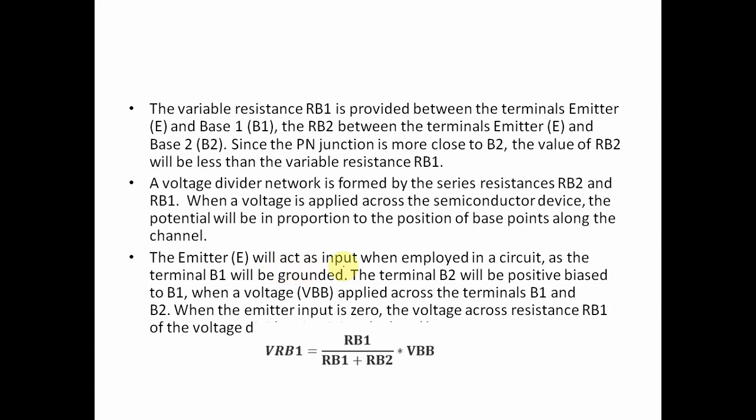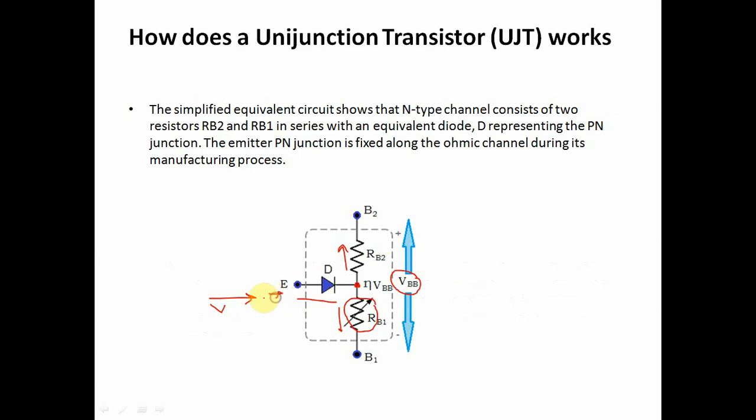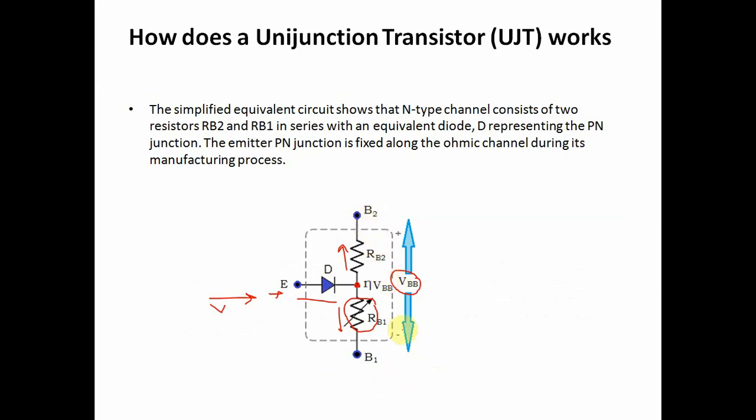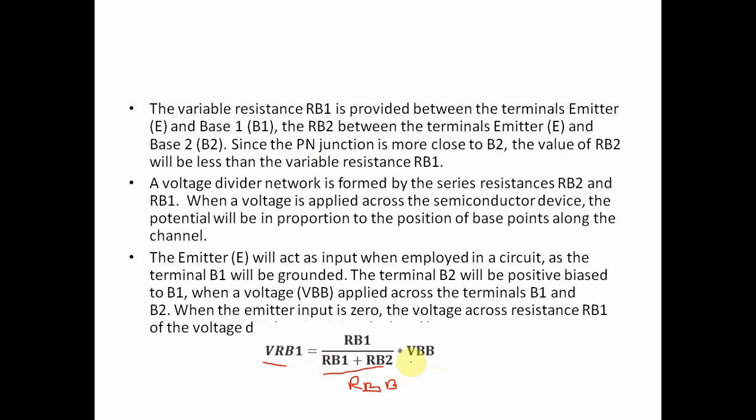The emitter E acts as the input when employed in a circuit. As the terminal B1 is grounded, the terminal B2 will be positively biased with respect to B1, and the final voltage VRB1 is given by this formula: RB1 divided by RB1 plus RB2 times VBB. RB1 plus RB2 is nothing but RBB, and VBB is the voltage between base 2 and base 1. This is the VRB1 voltage flowing through the circuit.